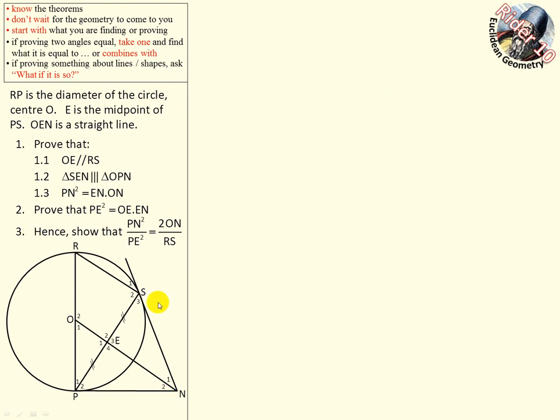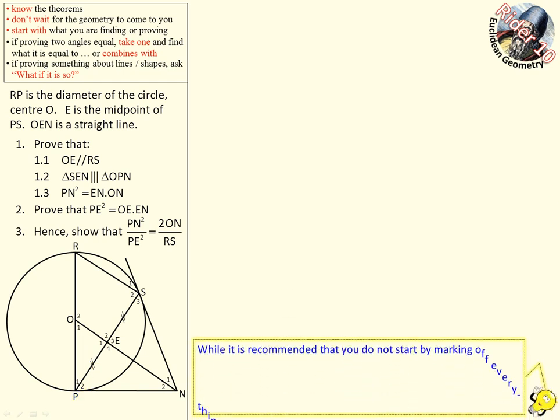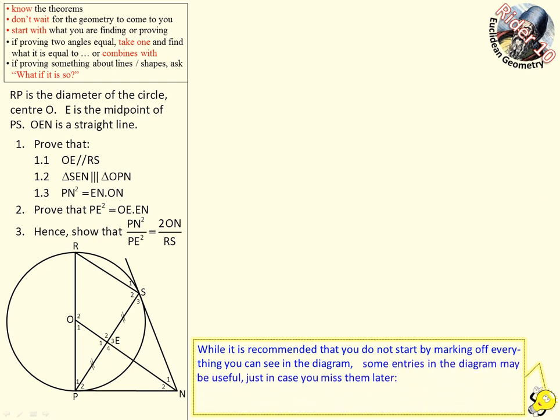We have a circle, two tangents, sorry it doesn't say it there, but they are in fact tangents, a diameter with a center O, and we are told that E is the midpoint of SP. Now, I always recommend that you don't mark off everything you can see in a diagram because it can just confuse you. But there are certain things that it's worth marking off just in case you miss them later.